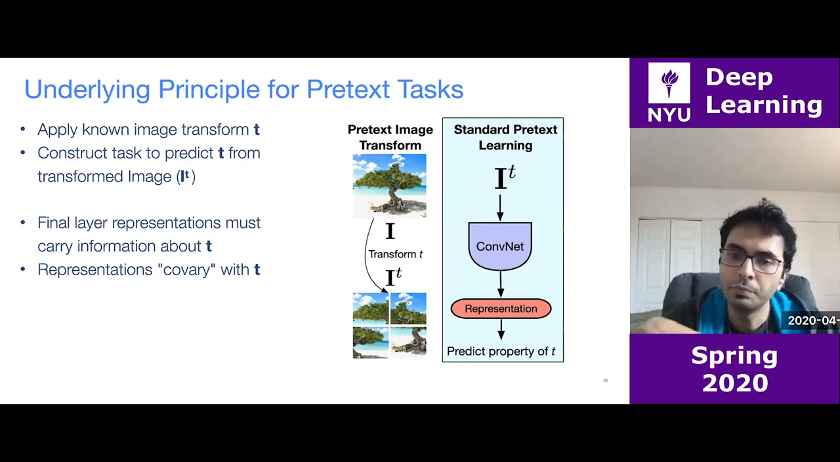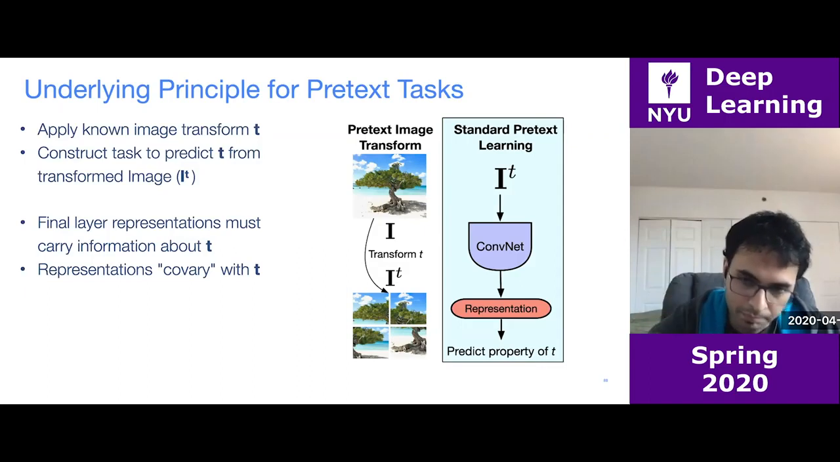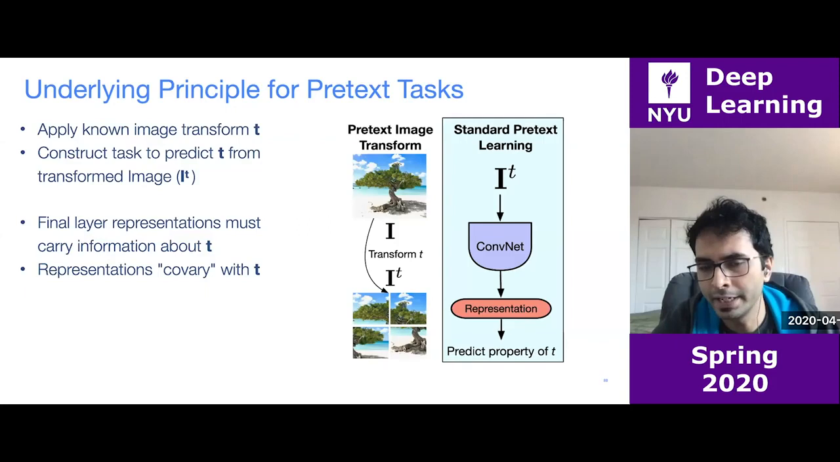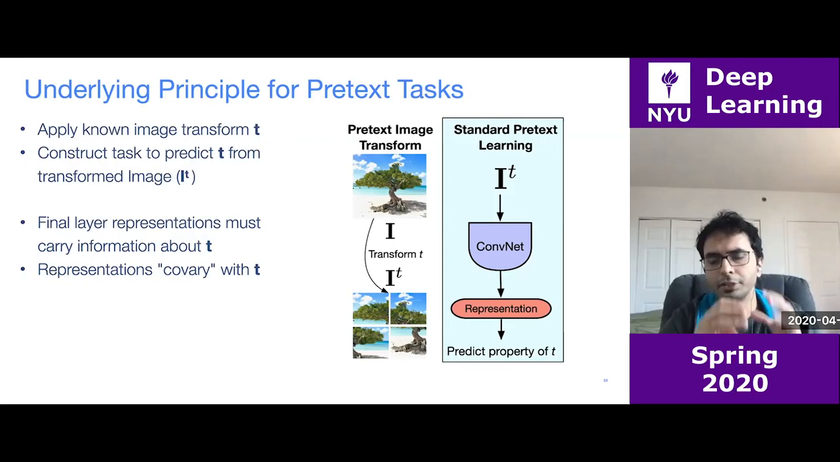Then you input this transformed image into a convnet, and you try to predict the property of the transform that you applied. So the permutation that you applied, or the rotation that you applied, or the kind of color that you removed, and so on. So the pretext tasks always reason about a single image.